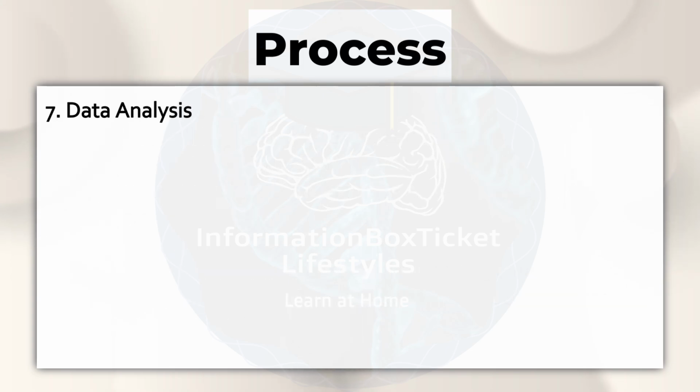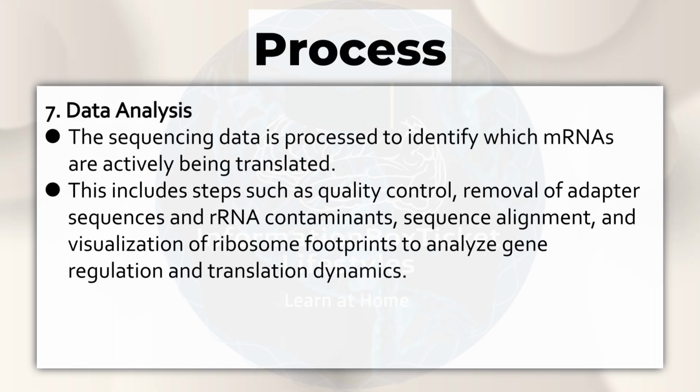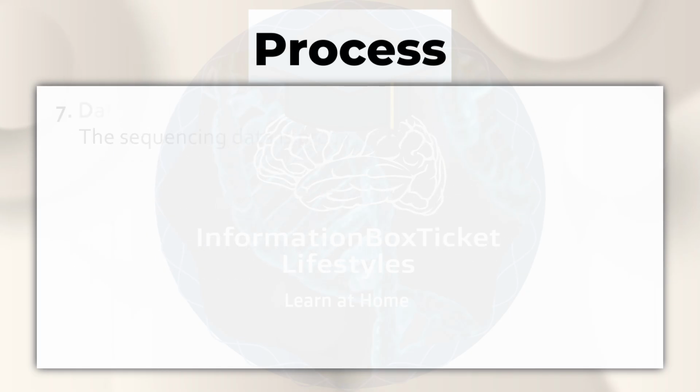Number 7. Data analysis. The sequencing data is processed to identify which mRNAs are actively being translated. This includes steps such as quality control, removal of adapter sequences and ribosomal RNA contaminants, sequence alignment, and visualization of ribosome footprints to analyze gene regulation and translation dynamics.